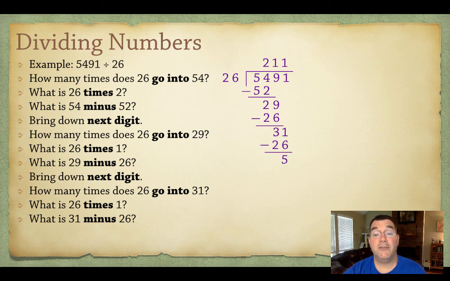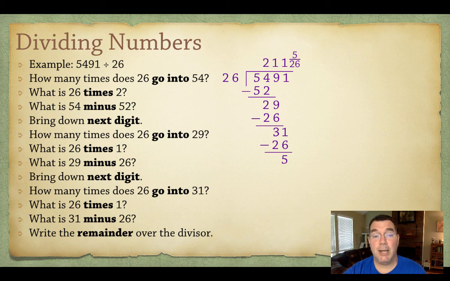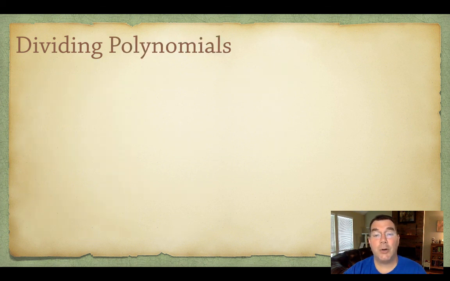Okay? Well, I've run out of digits and I have a remainder, so what do I do with that remainder? I write the remainder over what I was dividing by, which is the 26. So my answer is not actually 211 because there's a little bit left over. My answer is 211 and 5/26. Okay? So remember those steps because now we're going to have to divide polynomials.